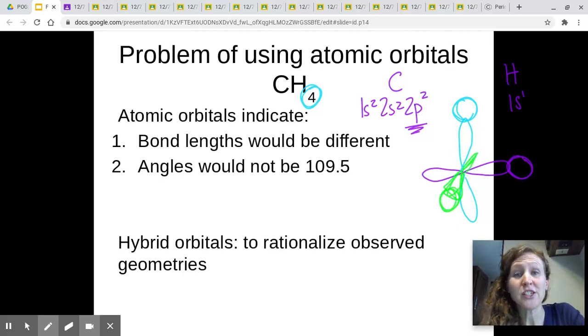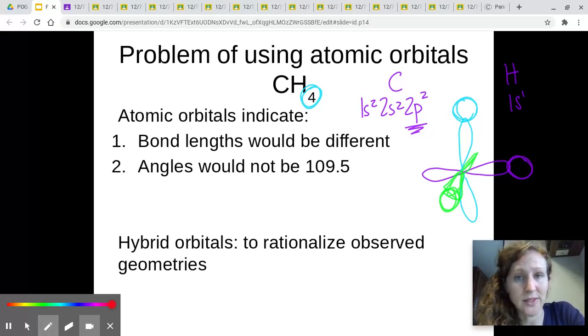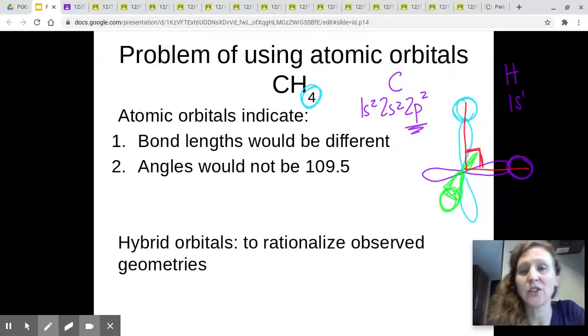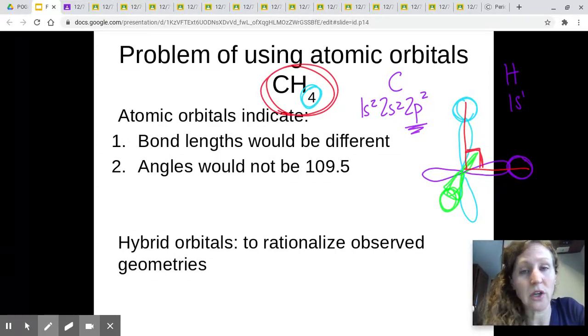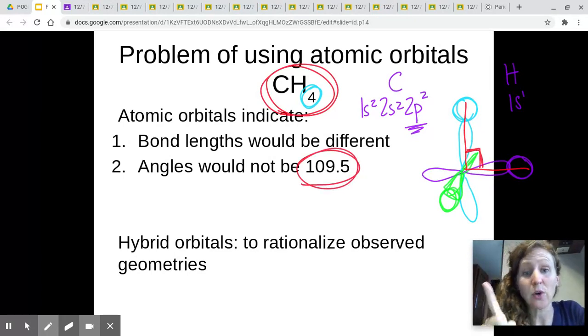Okay, but here's the question. First of all, I've only used 3 hydrogens, but even here, just addressing these first 3 hydrogens, I already have an issue, right? What's the angle between the X and Y axis? What's that angle? It's 90, right? And so all of a sudden, I have my first 2 bonds between my first 2 hydrogens, and they're at 90 degrees to each other. And that's a problem. We know that methane is a tetrahedral molecule. We know that the bond angles in methane are going to be 109.5, not 90. So here's problem number 1 with using atomic orbitals to describe bonding in methane.